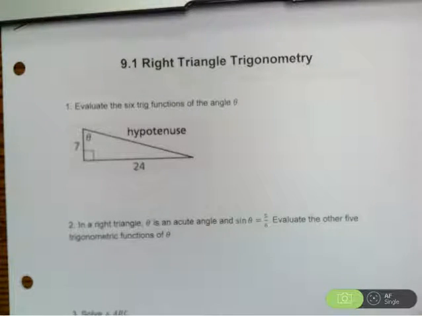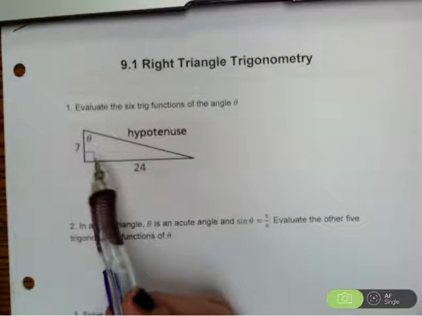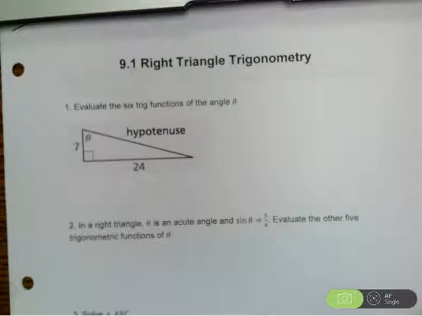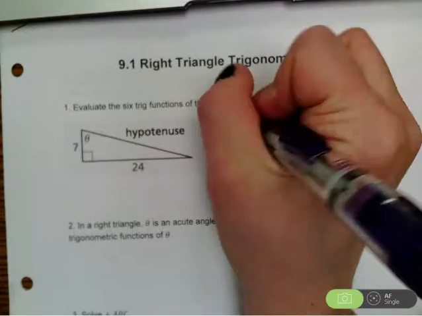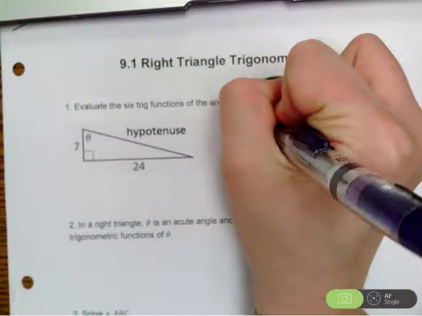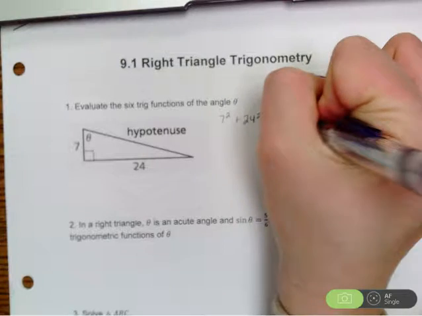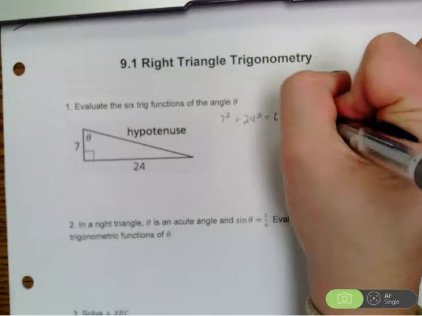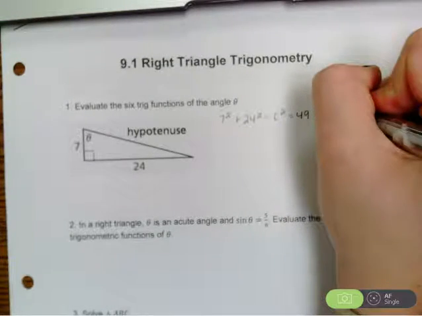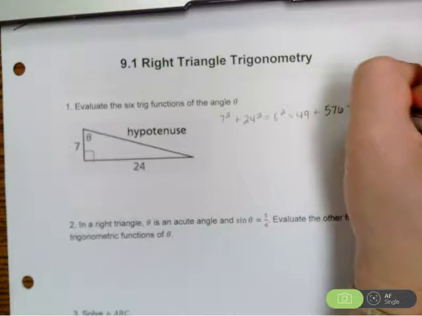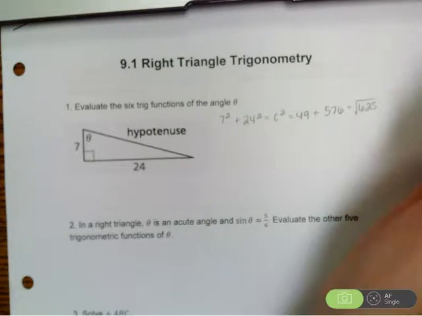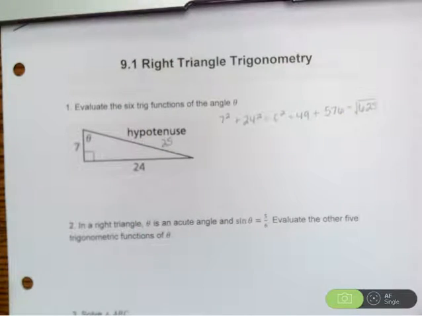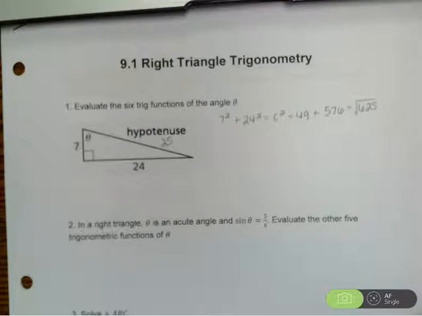Number one says evaluate the 6 trig functions of the angle theta. If you notice, what you have here is 2 of the legs but not the hypotenuse. If we're going to evaluate all of the trig functions, we're going to need to know the hypotenuse, and we can do that by using the Pythagorean theorem. So a squared plus b squared equals c squared. That is going to give you 49 plus 576, which is equal to 625. And the square root of 625 is 25. So we know the hypotenuse now is 25.